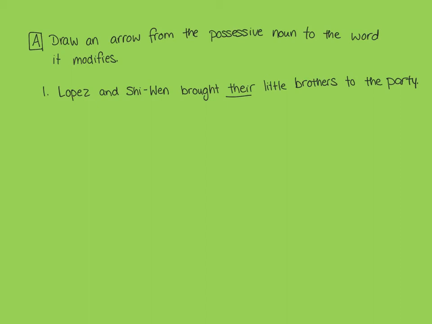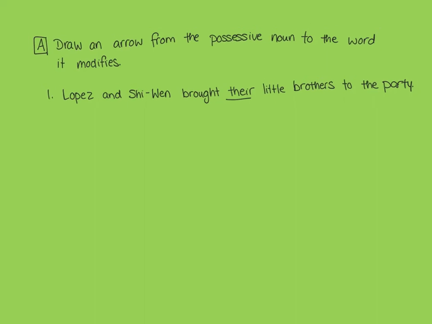Now, what is their modifying? What thing here is possessed by them? Well, they brought their brothers. So we go from there to the brothers that it is modifying, right? What they bring? They brought their brothers. Notice that they didn't bring their little, right? Little is also modifying brothers, but the arrow needs to go to brothers.